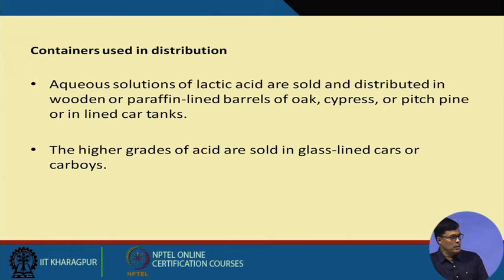The question comes up: since lactic acid has a highly corrosive property, the distribution container is very important. The aqueous solution of lactic acid is sold and distributed in wooden or paraffin-lined barrels of oak, cypress and pitch pine, or in lined tank cars. The higher-grade acids are sold in glass-lined containers or carboys. Glass-lined materials can also be used for transferring this material, so it will not affect the material of construction to a great extent.